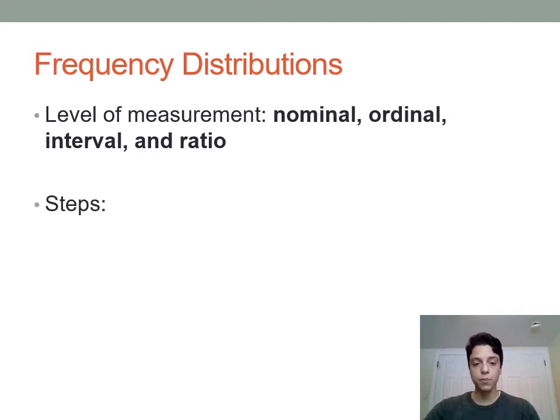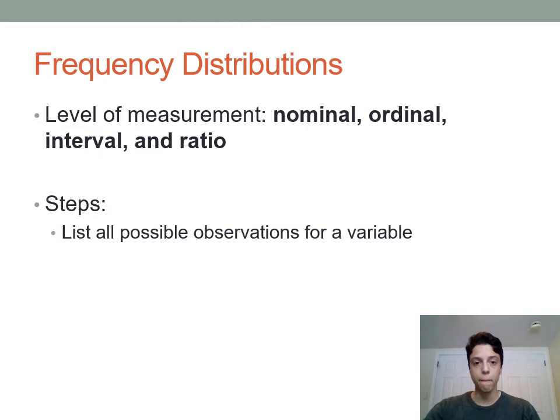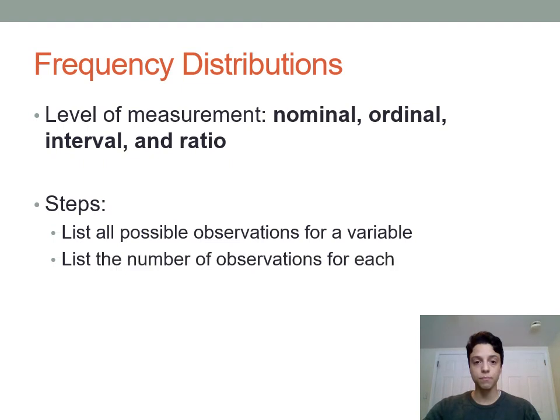And there are two steps to creating a frequency distribution. The first one is going to be to list all possible observations for a variable. In other words, list all of the values that this variable can take on. And then the next step is going to be to list the number of observations for each of those values that you just listed in the first step.